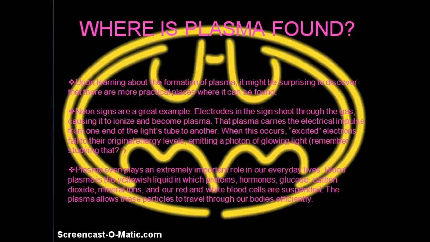Plasma can even play an extremely important role in our everyday lives. Blood plasma is the yellowish liquid in which proteins, hormones, glucose, carbon dioxide, mineral ions, and our red and white blood cells are suspended. The plasma allows these particles to travel through our bodies efficiently.